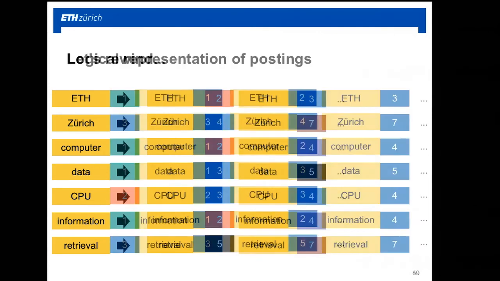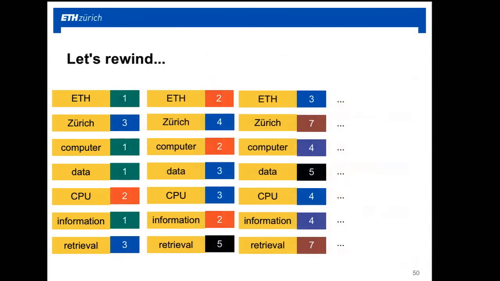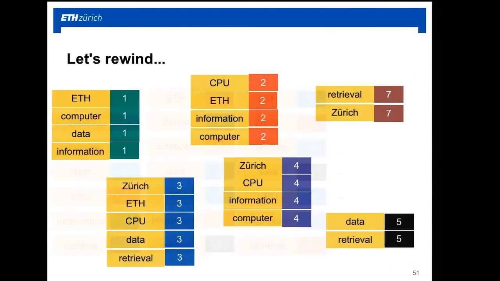If I rewind a bit, before we actually sorted them all and nicely organized them by term, all these tokens, it was all a mess. It's just all these tokens, pairs of term and document, everything that we found. And if I rewind even more, they were even grouped by documents, not by term. They were grouped by documents because they appeared in documents. Here we have document 1 that contains ETH computer data information. Here we have document 3, document 2, document 4, document 7, and document 5.